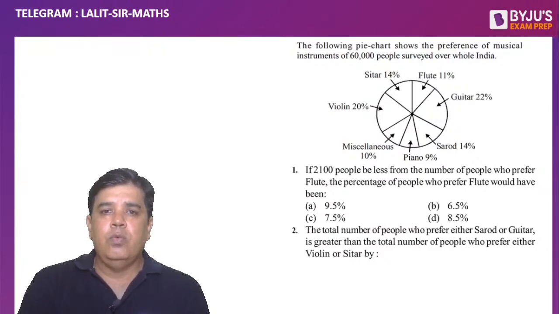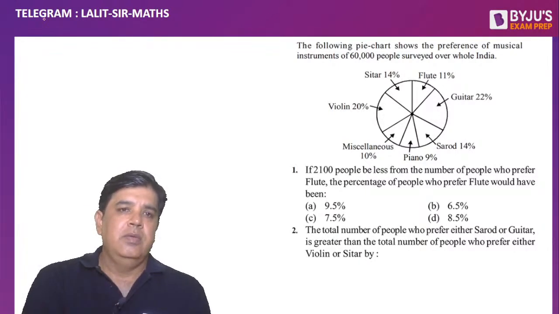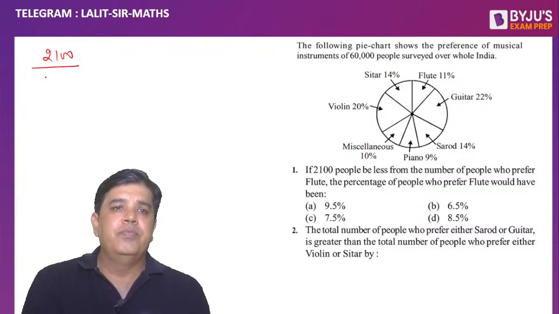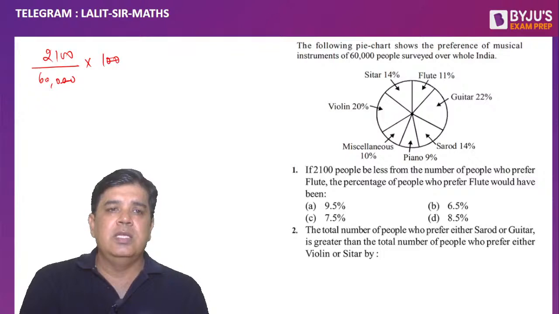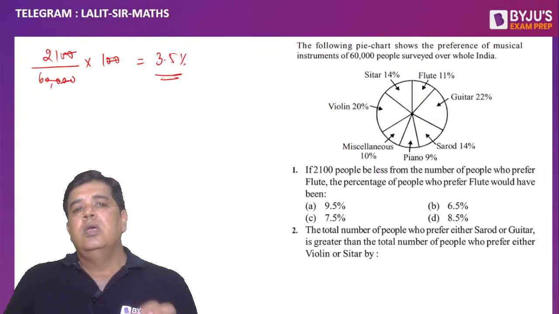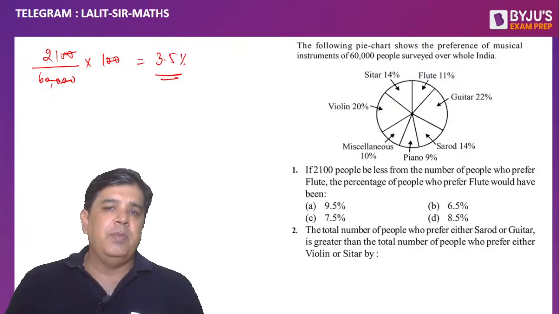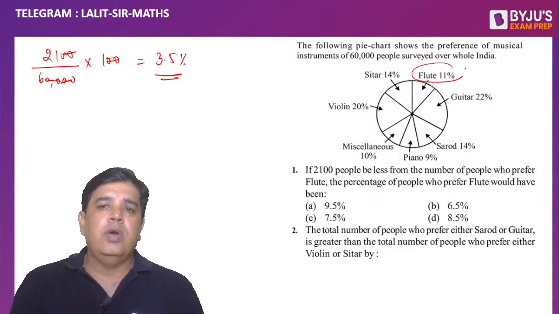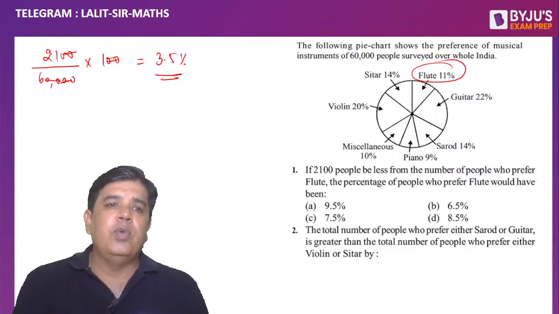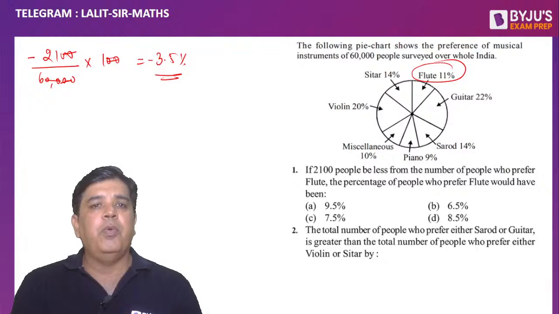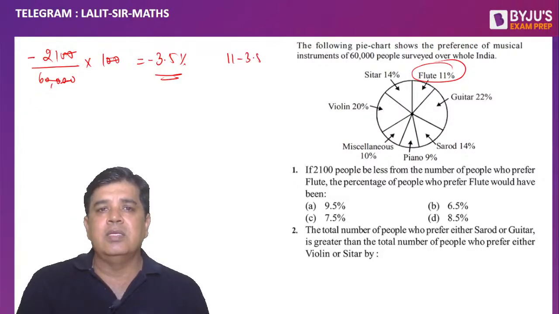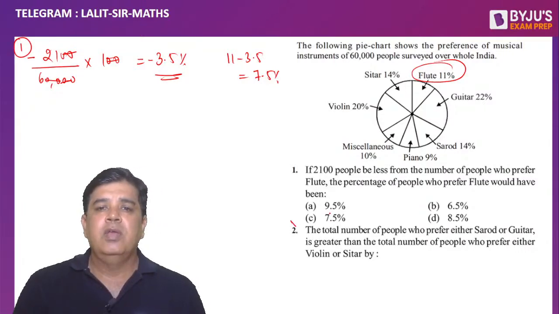Very first question: if 2100 people are less in the flute section, what will be the new percentage? See, 2100 people out of 60,000 people, this is accounting to 3.5%, right? 21 of 60,000 is 3.5%. So the people who like flute are 11%. If 21 is reduced, it means 3.5 is reduced. So 11 minus 3.5, the new percentage will be 7.5, which is C part.